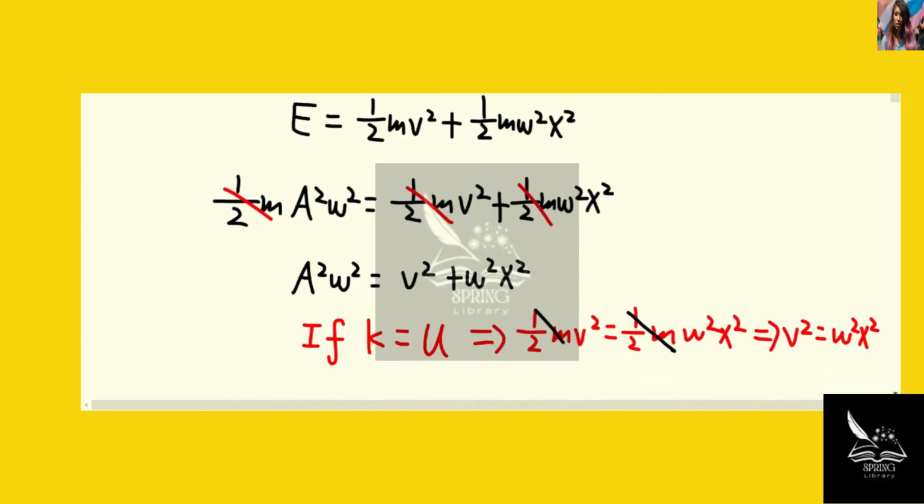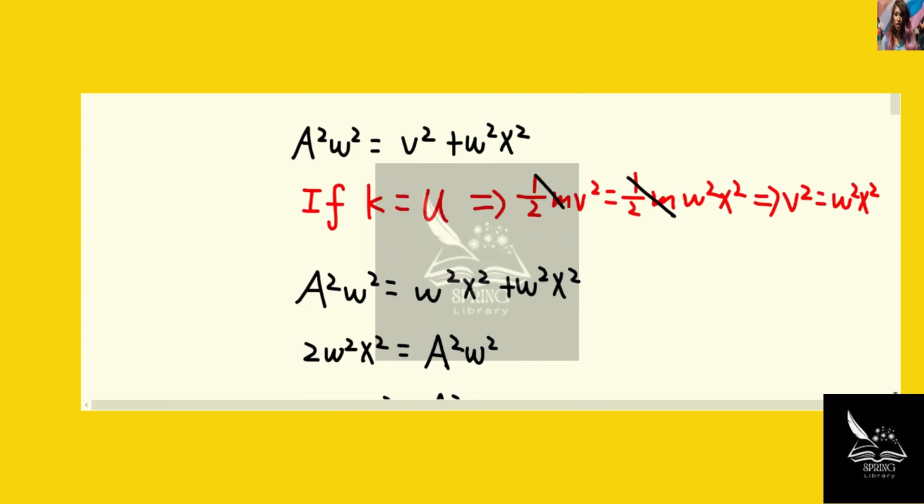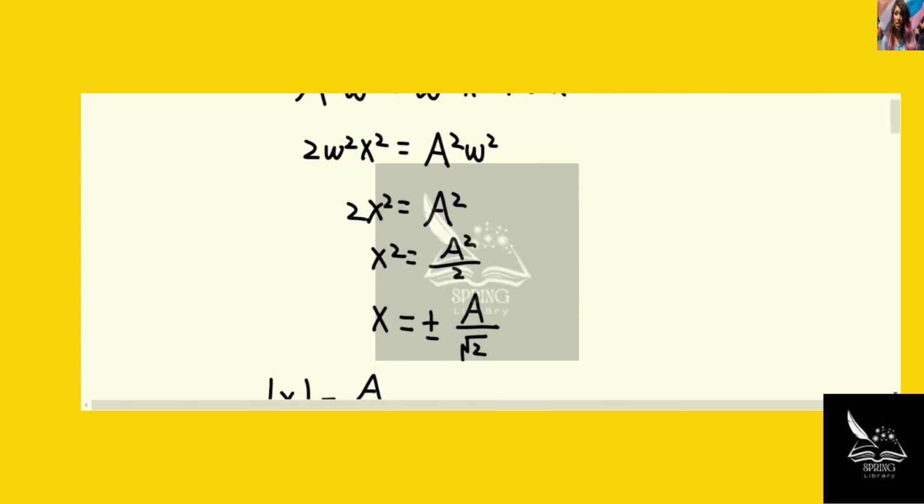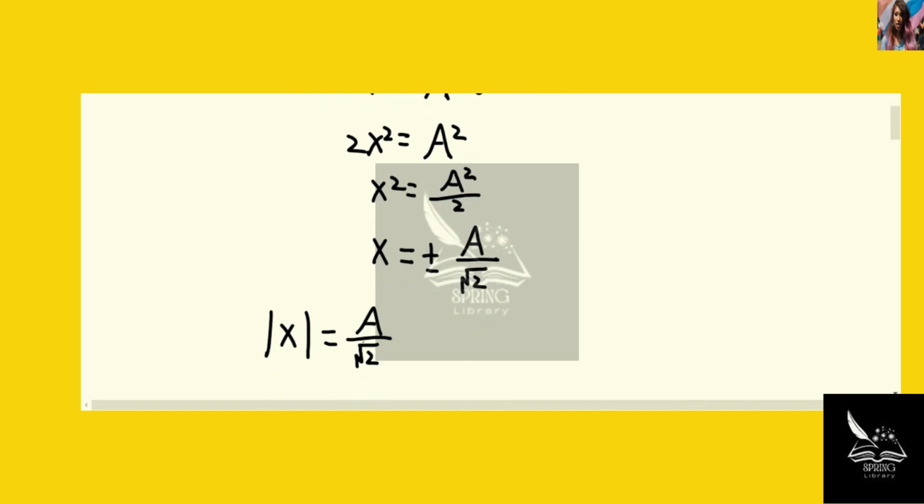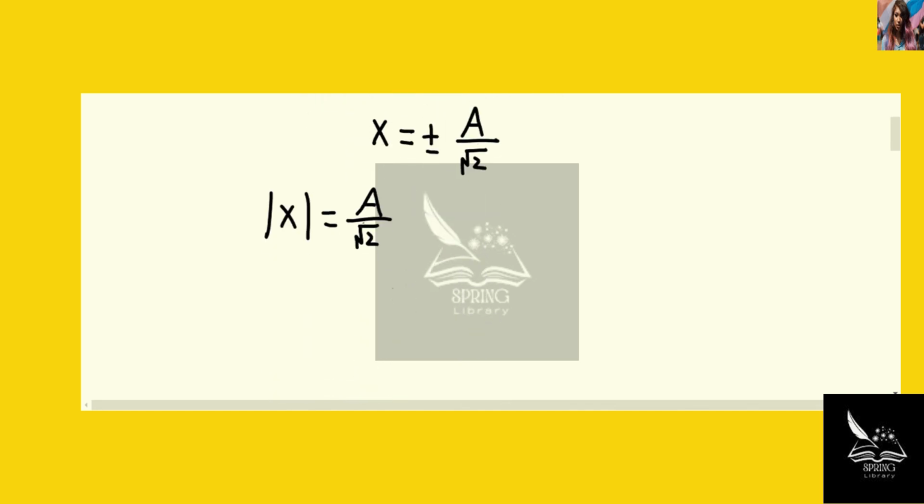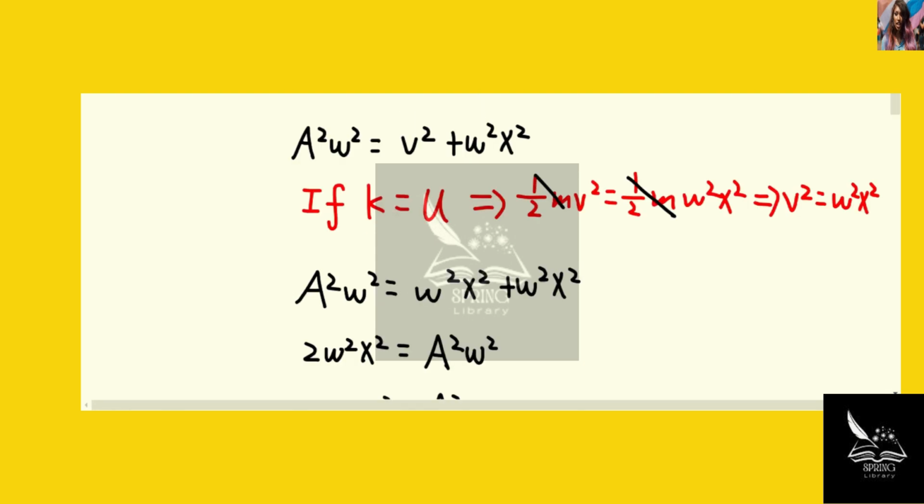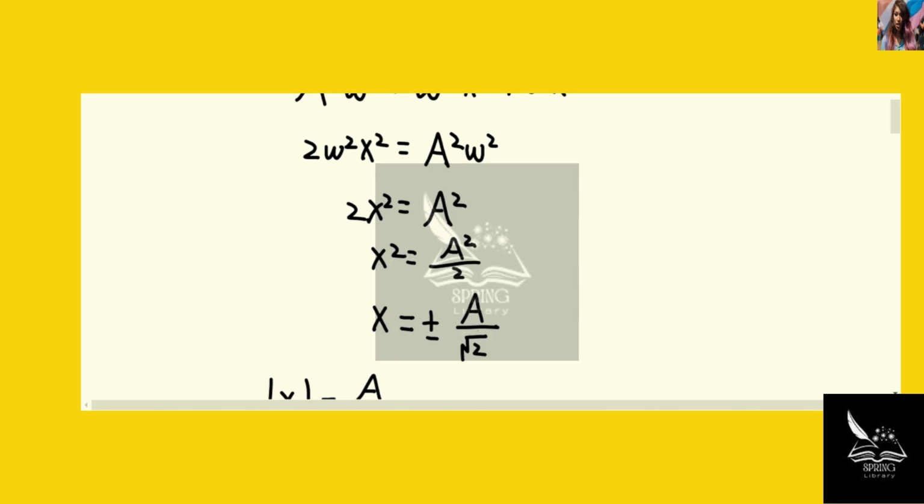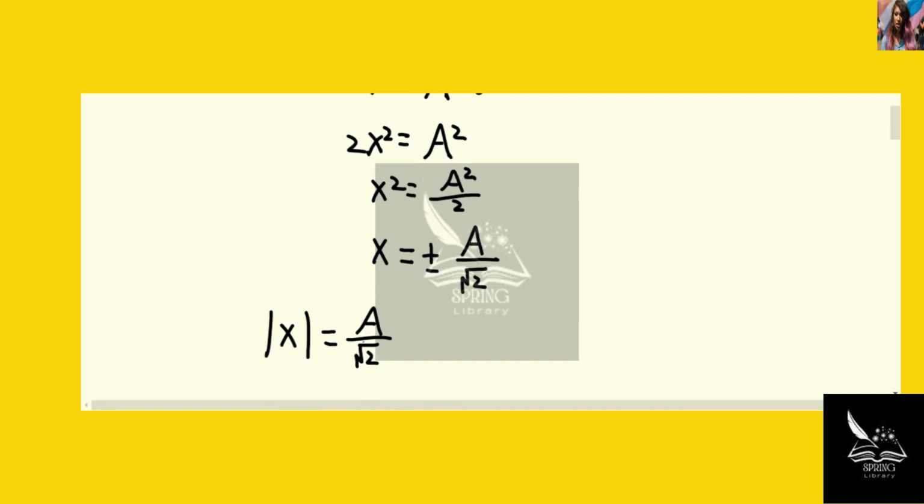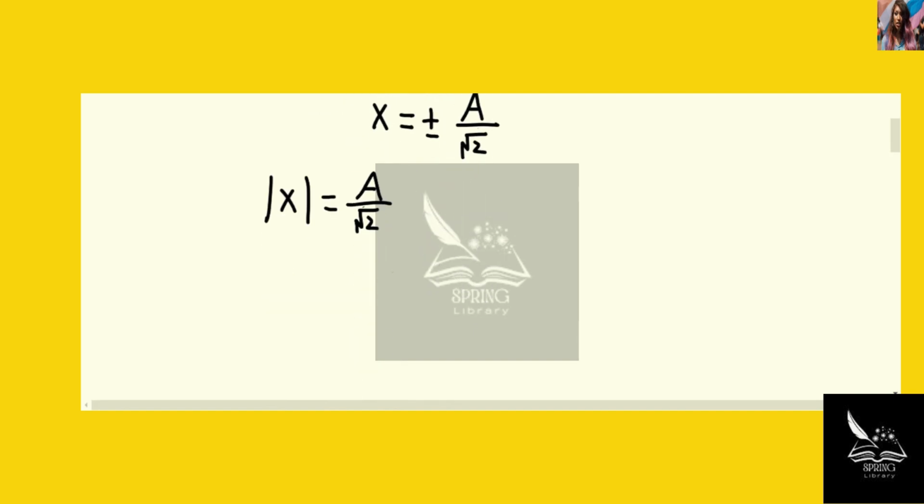In the question, it was assuming that the kinetic energy is equal to the elastic potential energy. So therefore, we have such a statement here. So if K is equal to U, we have 1/2 mv squared is equal to 1/2 m omega squared x squared. And as you can tell, 1/2 m can be cancelled out. So therefore, we have v squared is equal to omega squared x squared. So we can substitute omega squared x squared for v squared. So we have a squared omega squared is equal to omega squared x squared plus omega squared x squared. So eventually we have x equal to positive or negative a over square root 2. So the magnitude of the displacement is a over square root 2.